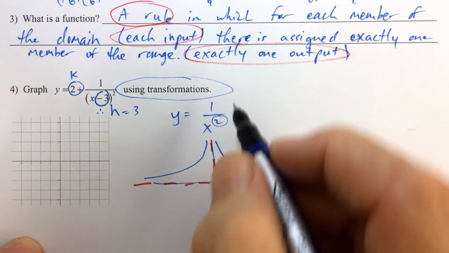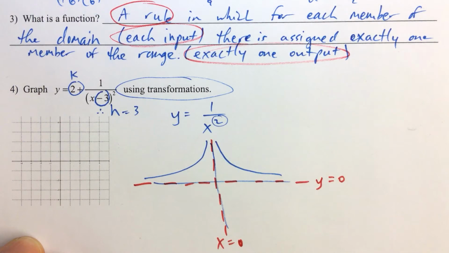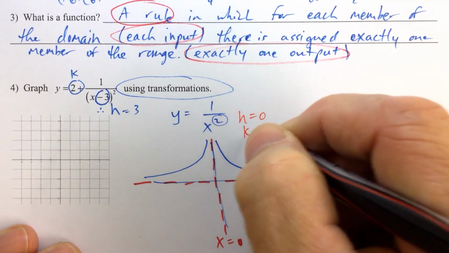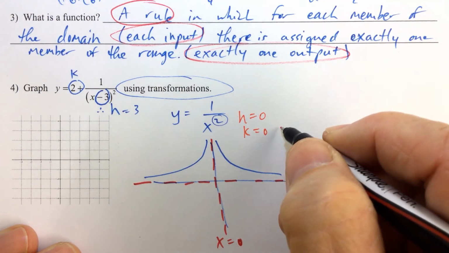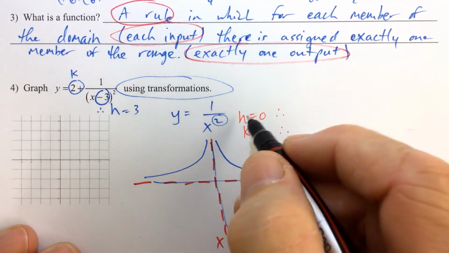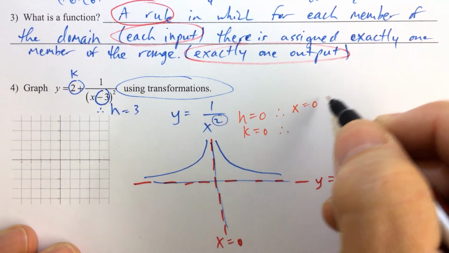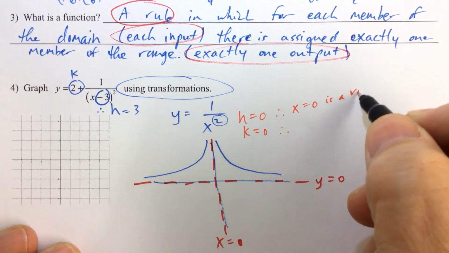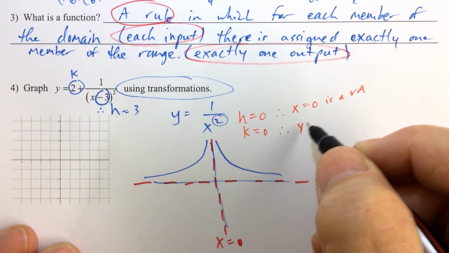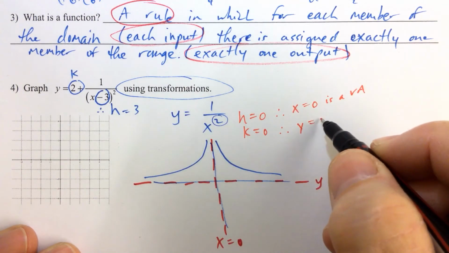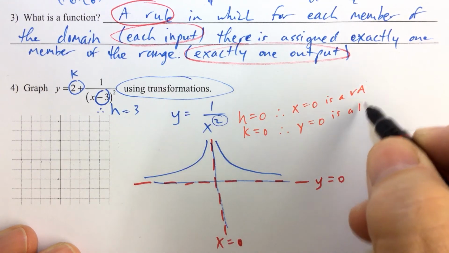So notice that in this case here, let me get my other red pen. So in this case here, we have h is equal to 0 and k is equal to 0. So we would say, therefore, if h is 0, then x equals 0 is a vertical asymptote. And then if k is equal to 0, that means that y equals 0 is a horizontal asymptote.